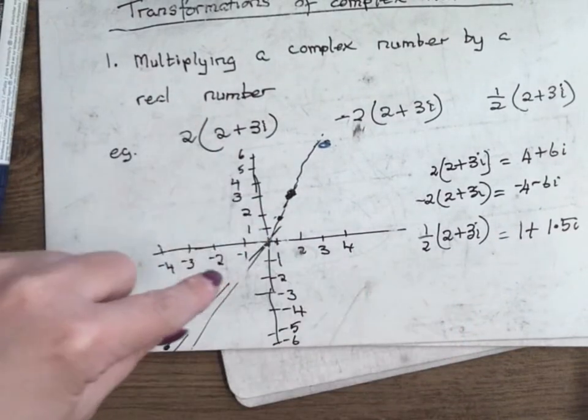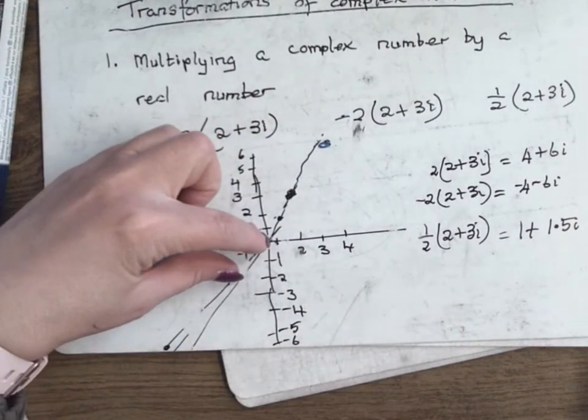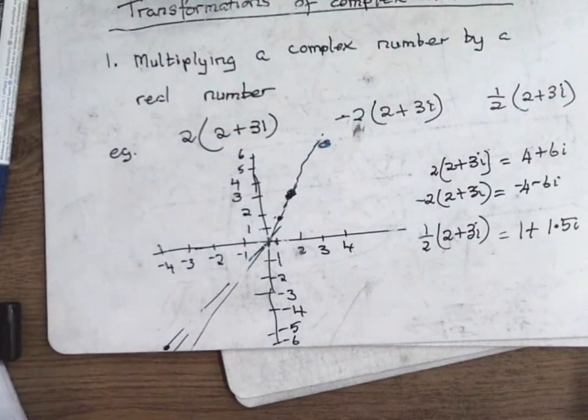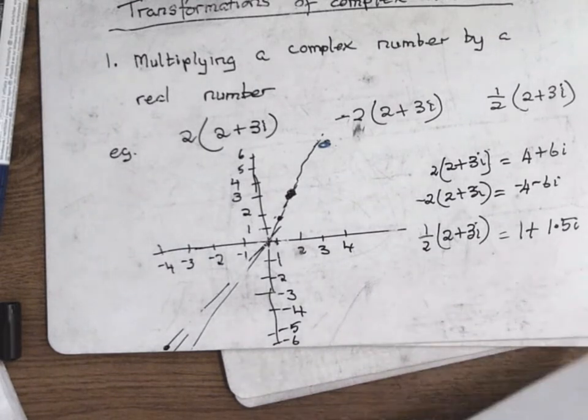If it was minus a half, it would be over here. The distance would be half as far, but it'd be in the opposite direction. Okay? Right? So everything I just said there is written in words now. Can I wipe this off?